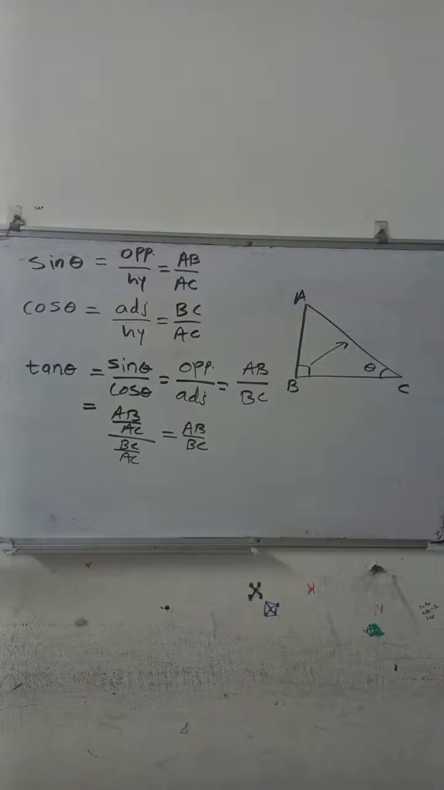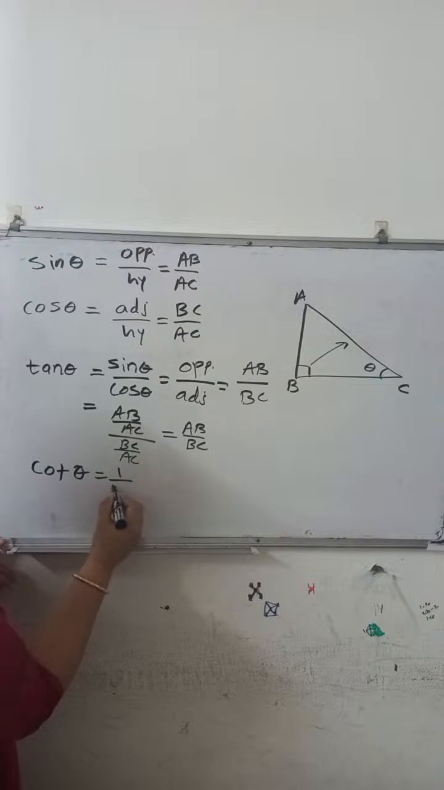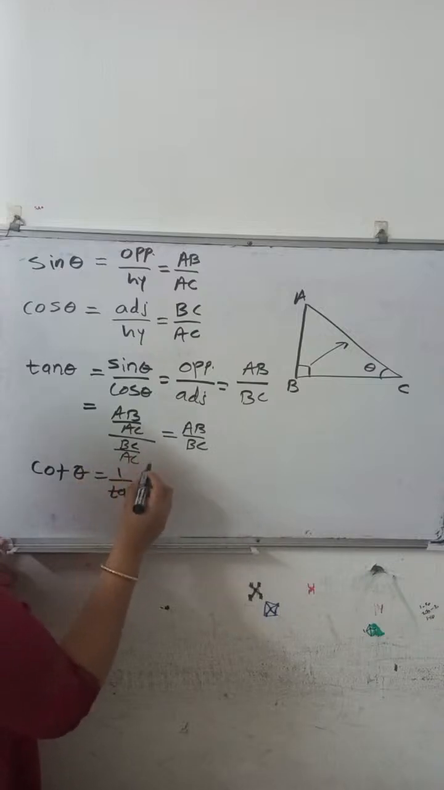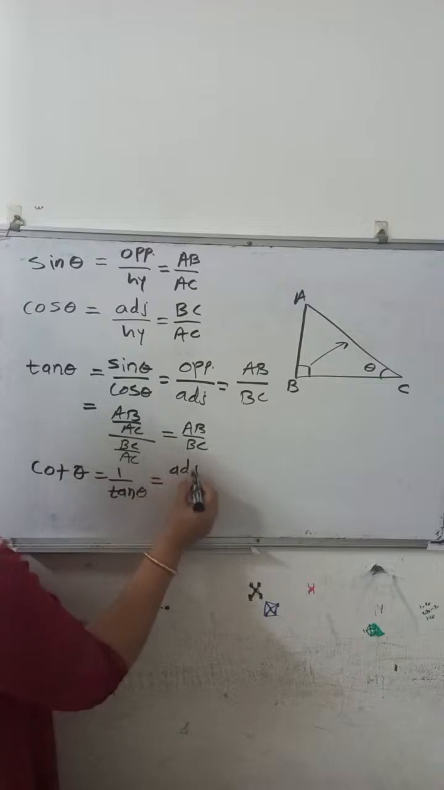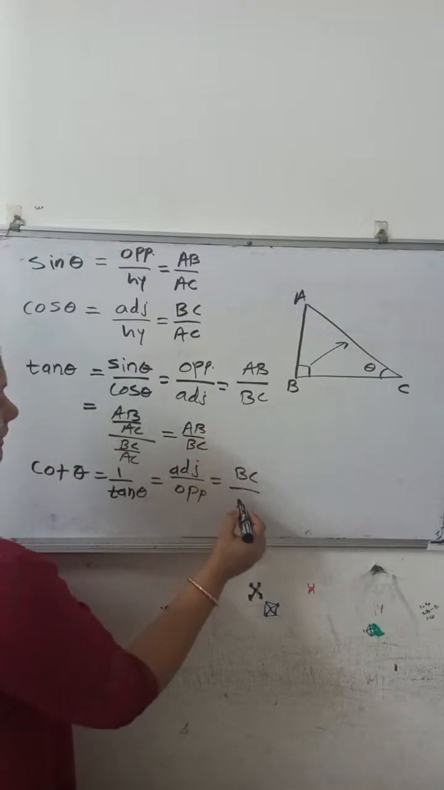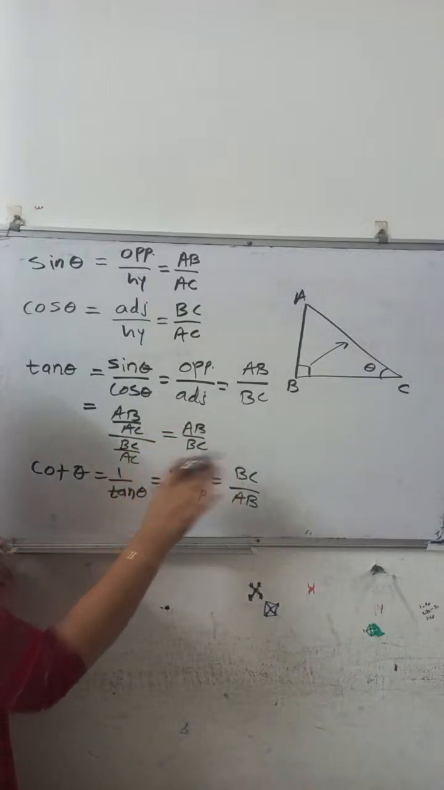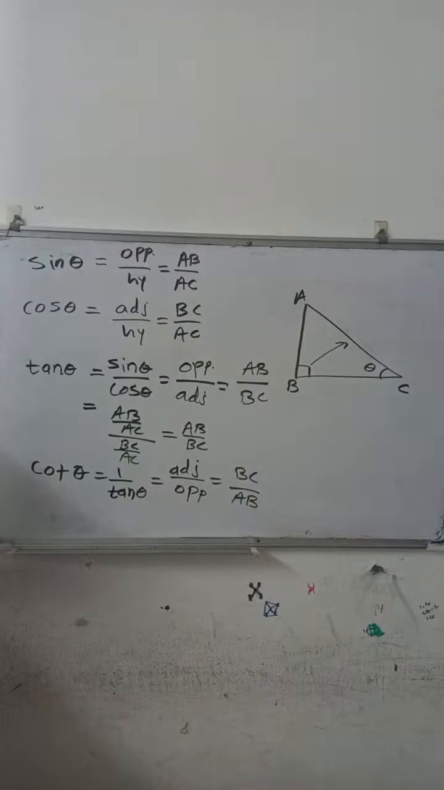Okay, after that we have cot theta. Okay, cot theta is a reciprocal of tan theta. Cot theta is nothing but what? Reciprocal of tan theta, or you can write the cot theta value as adjacent divided by opposite. Okay, so here adjacent is BC and opposite is AB. Or if you just reciprocal this value, you will get the answer. Okay, so these are the 4 ratios we have.